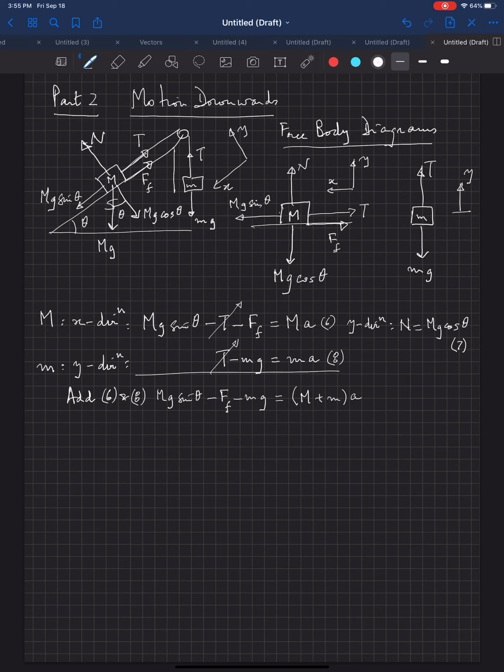And therefore, I can write a as follows. I can write it as mg sine theta minus Ff minus mg, all divided by M plus m. Okay? And let me call this equation 9.